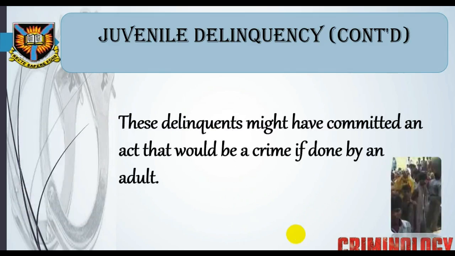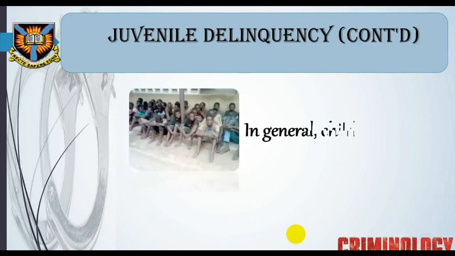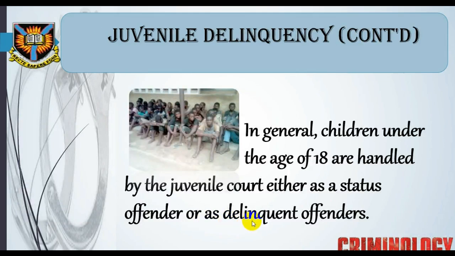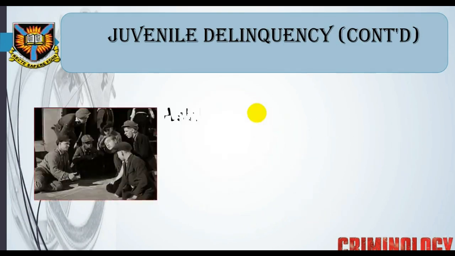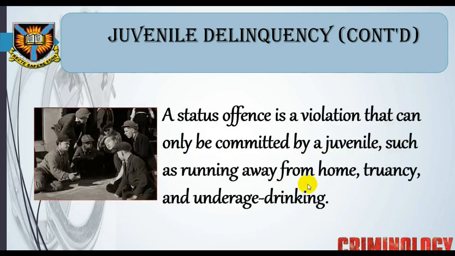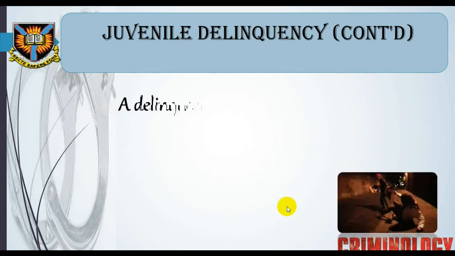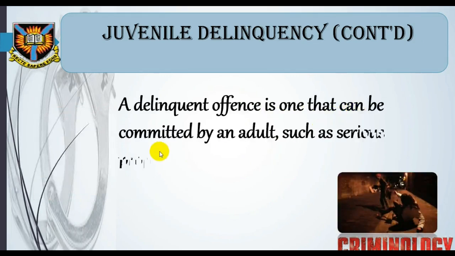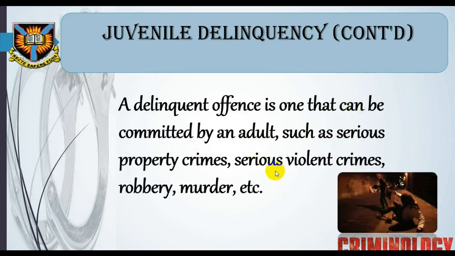In general, children under the age of 18 are handled by the juvenile court, either as a status offender or as delinquent offenders. A status offense is a violation that can only be committed by a juvenile, such as running away from home, truancy, and underage drinking. A delinquent offense is one that can be committed by an adult, such as serious property crimes, serious violent crimes, robbery, murder, etc.